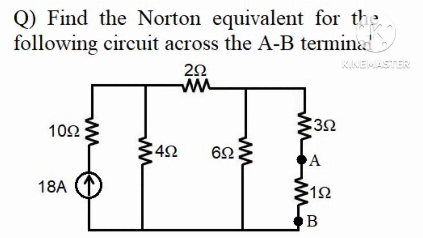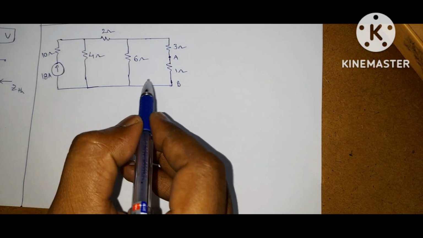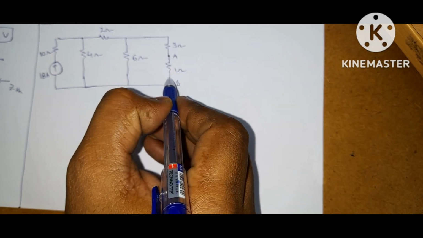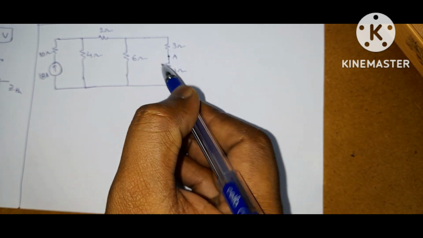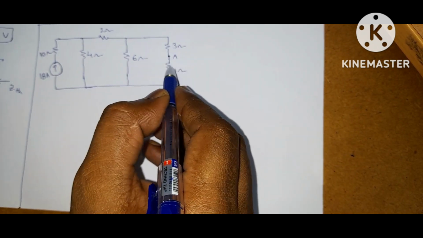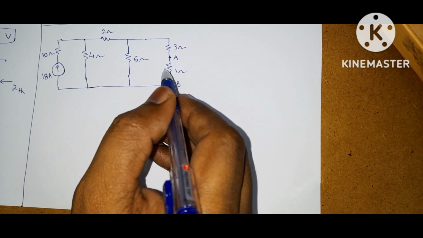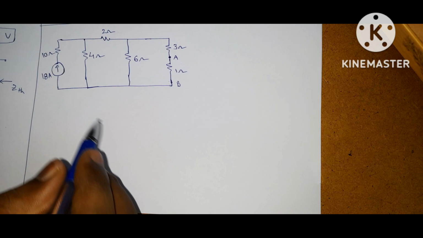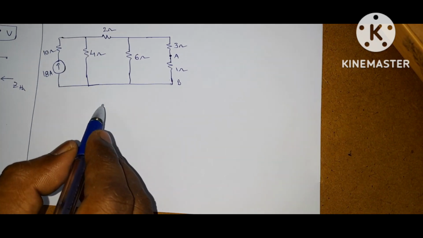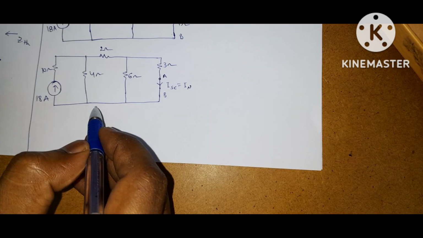Next question is to find the Norton equivalent for the following circuit across the AB terminal. This is the given circuit. He is asking for the Norton equivalent across the AB terminal. So first replace this 1 ohm resistor with a short circuit and then find ISC. Short circuit current is equal to Norton current. Now redraw this circuit. Then the circuit becomes like this.